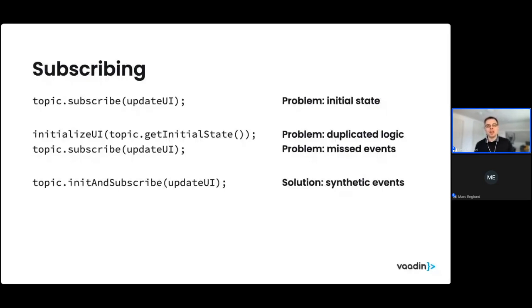So basically, what if the topic would instead provide a way of initializing with synthetic events based on the initial state, and then at the same time start updating incrementally as things happen live. So in this way, yes, this init and subscribe implementation is a little bit complicated, but every time you use this in different parts of the UI logic, you don't need to care. You just give that one callback that builds up the UI based on what the state is and updates to that state.